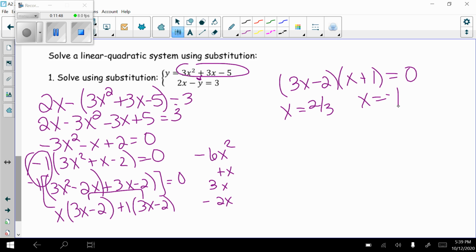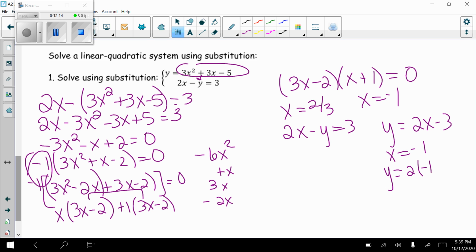It asked me to solve the system, so I need x and y. Right? So I can plug this x into either of these equations to solve for y. If I take 2x minus y equals 3, and I get the y by itself, I would end up with y equals 2x minus 3. So I'm going to use this equation because I think that would be easier than having to deal with the x squareds. So if I plug in x equals negative 1, this is going to be the easier one. So I get y equals 2 times negative 1 minus 3. So negative 2 minus 3, I get y equals negative 5.